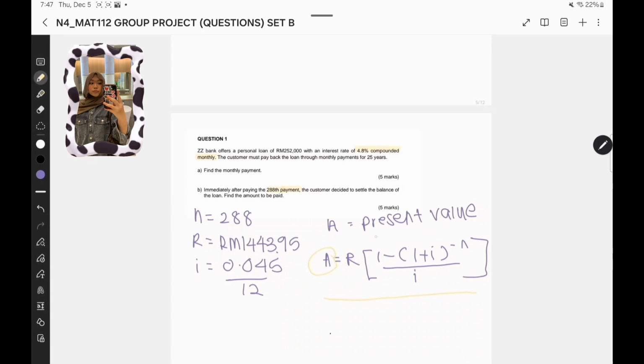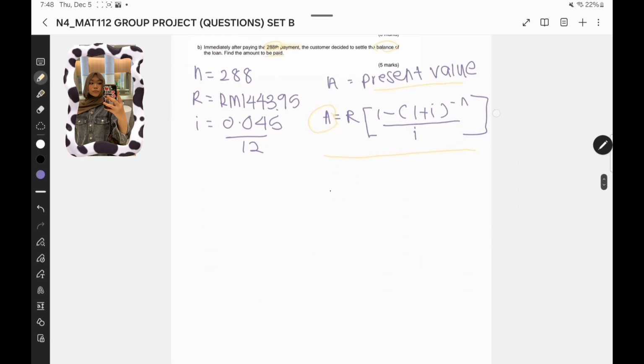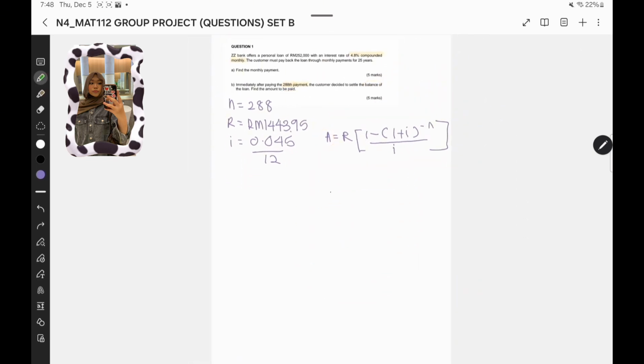A stands for present value, which is the balance of the loan that needs to be paid after 288 payments. So, let's begin with the conclusion. You need to insert all these important parts in this formula. This is how it looks after you insert the important parts in the formula. Let's solve this problem because it's much easier. This is the answer after you solve the bracket.